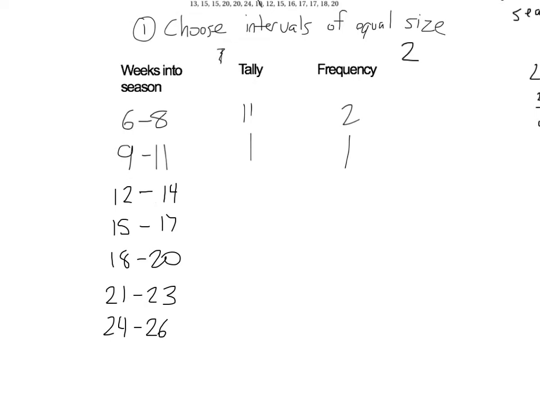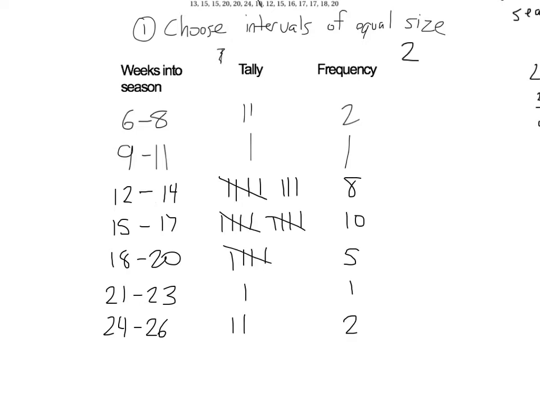So for 12 to 14 weeks, I counted 1, 2, 3, 4, 5, 6, 7, 8 times a hurricane occurred 12 to 14 weeks into the season, and so I put an 8 there. Okay, so the rest of your table should look like this. All right, so constructing the table is super important. But what's maybe even more important than constructing it correctly is that we actually learn to interpret what we see. Okay, so let's look at this and do some interpretation.